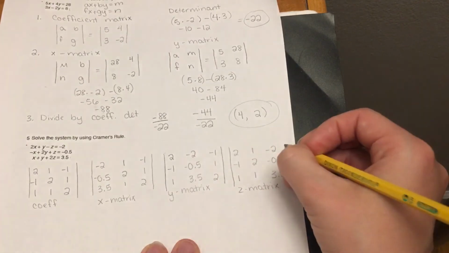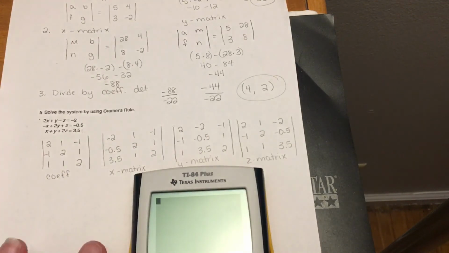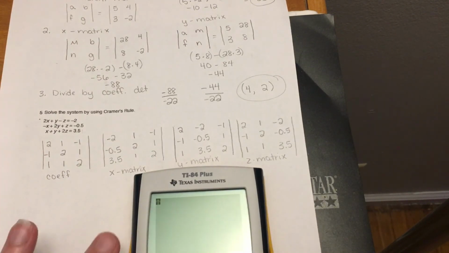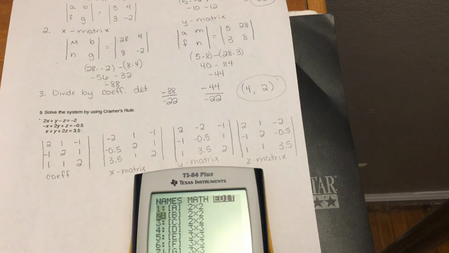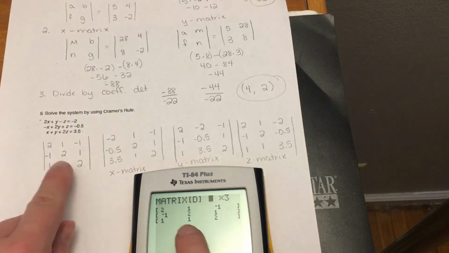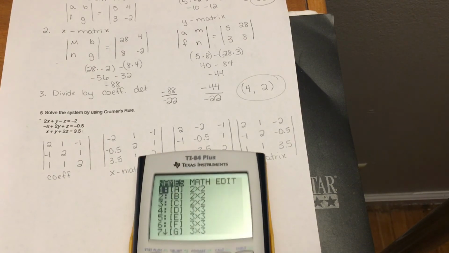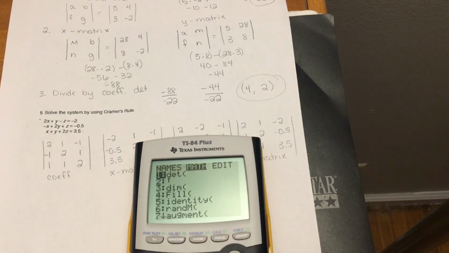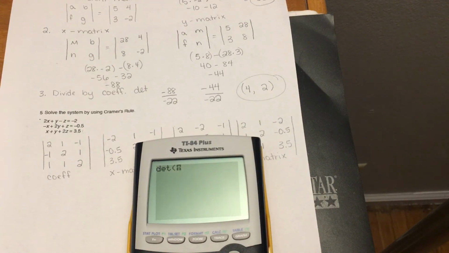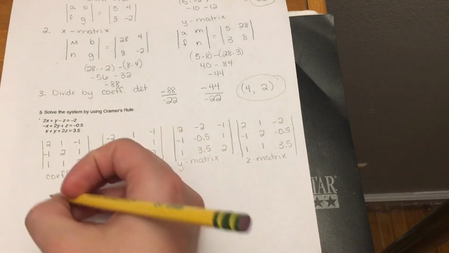So I find it helpful to write my matrices out even if I'm going to put them in the graphing calculator. So I'm going to check. Check number 4. So I have 2, 1, -1, -1, 2, 1, 1, 1, 2. All right, that looks good. So I'm going to go ahead and do the determinant for my coefficient matrix. That was this matrix. So I got 12.